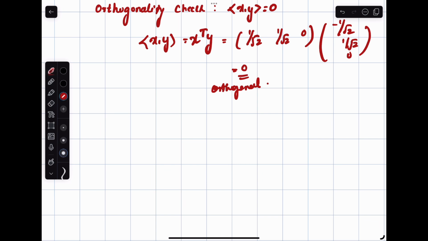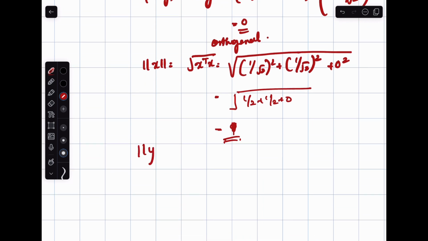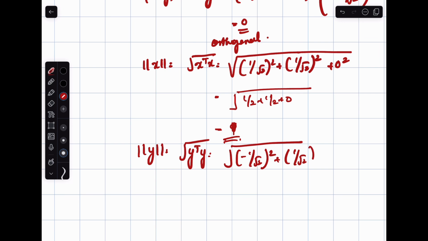Then how do I check for orthonormality? I have to find the norm. The norm of x squared is x transpose x, so it is 1 by root 2 the whole square plus 1 by root 2 the whole square plus 0 square. I will get 1 by 2 plus 1 by 2 plus 0, which is 1, and the root of 1 is always 1. What is the norm of y? It is y transpose y, which is minus 1 by root 2 the whole square, plus 1 by root 2 the whole square, plus 0 square. Similarly I'll get the answer 1. That is all. I hope you understood the difference between orthogonal and orthonormal. Thank you.